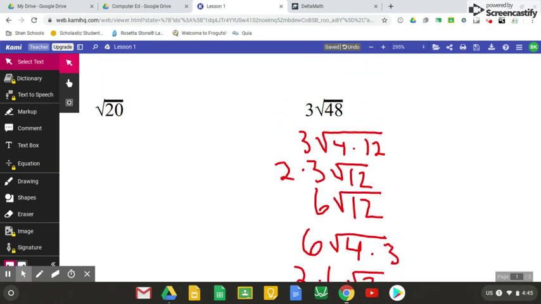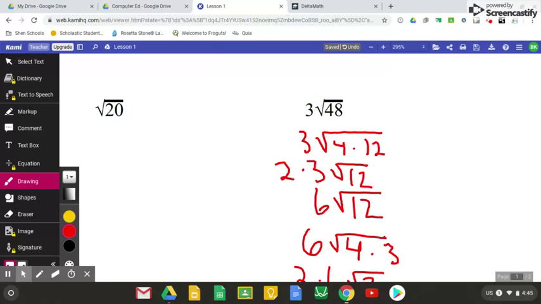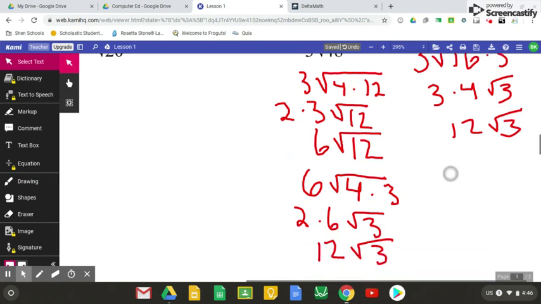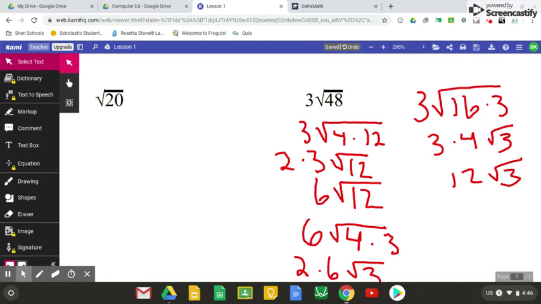So what does that mean? Well, if I took a different number to start with, if I did 16 first instead of that 4, then I would be done faster. I get 12 radical 3. So I get the same answer in fewer steps because I picked the largest perfect square. If you don't pick the largest one, then you might have some more steps to yourself.